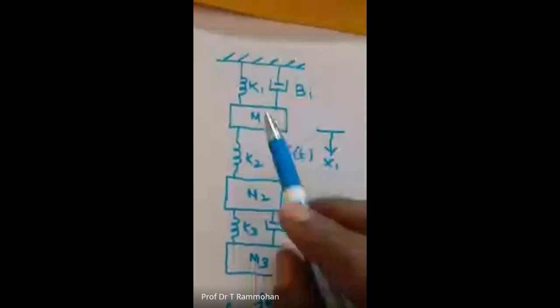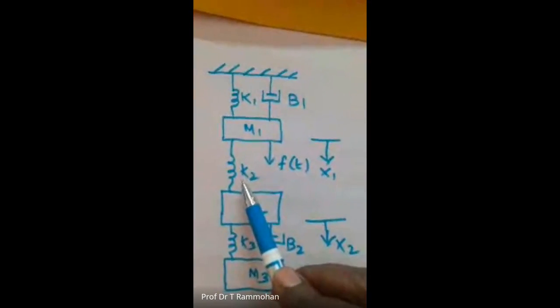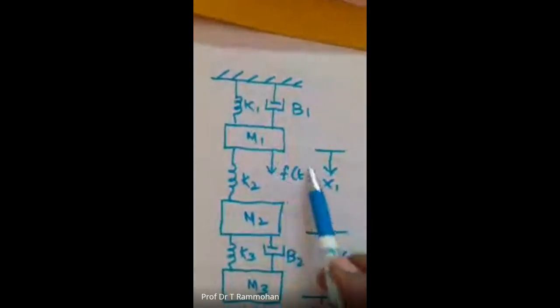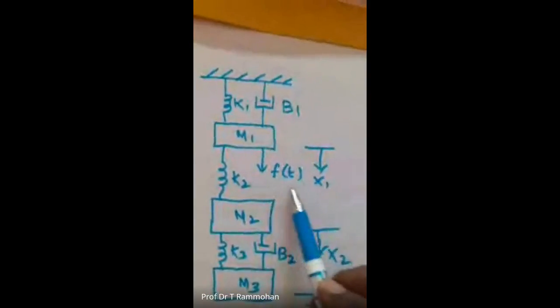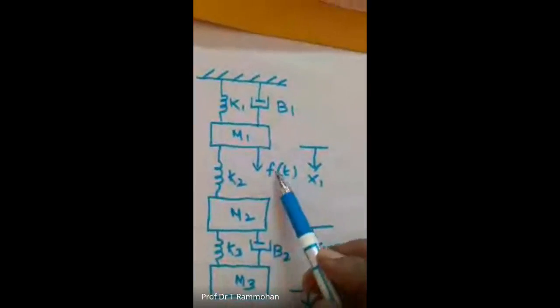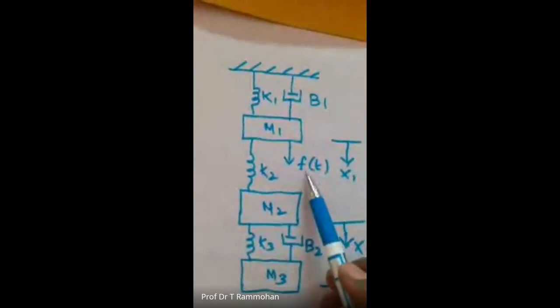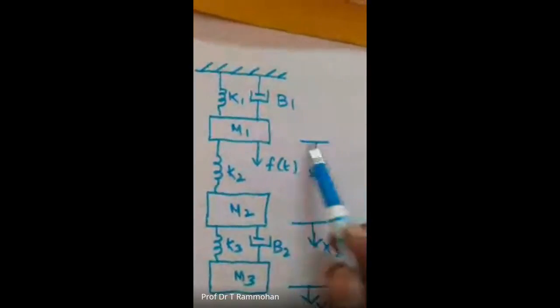There are three components in this diagram, the original diagram. Three components x1, v1, k2 are connected with mass 1, and there is an applied force f of t, and the displacement is x1. This is your input to the system, input to mass 1, and this is the output. Displacement is the output.